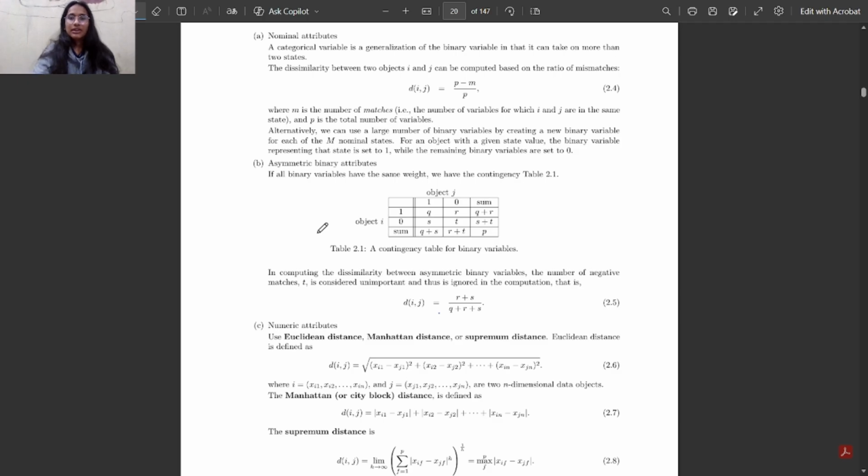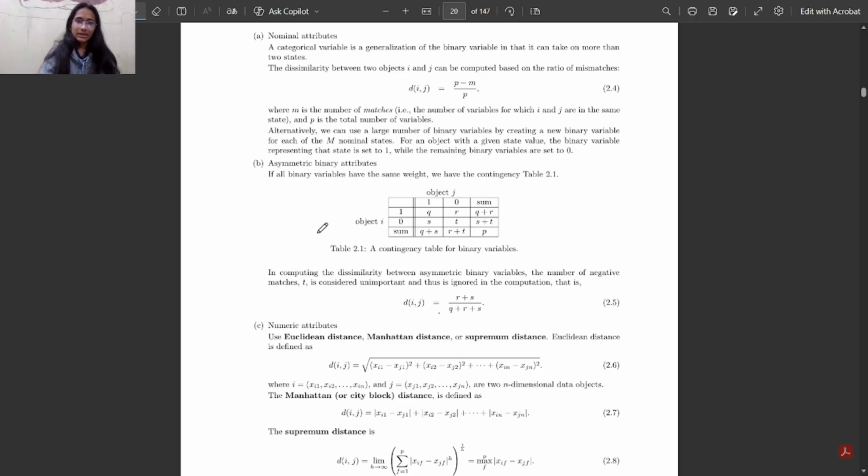basically A. Nominal attributes are categorical variables which can take more than two possible values. The dissimilarity between two objects i and j can be computed using mismatches. So d(i,j) = (p - m) / p, where m is the number of matches and p is the total number of variables. So we can compute using this formula.